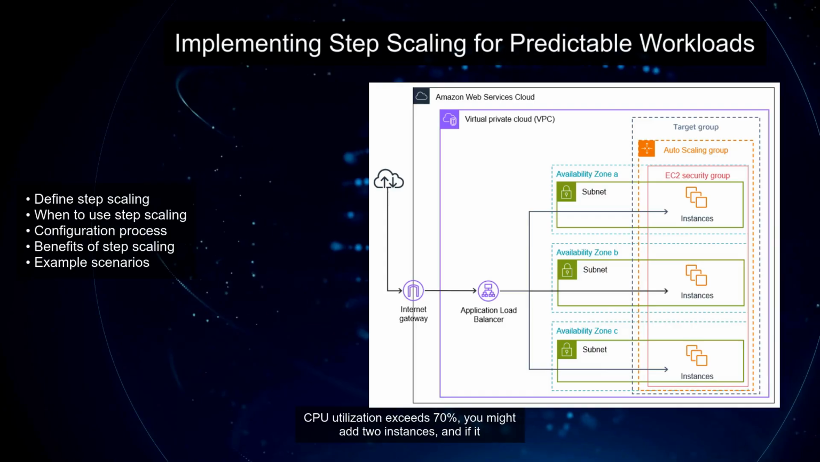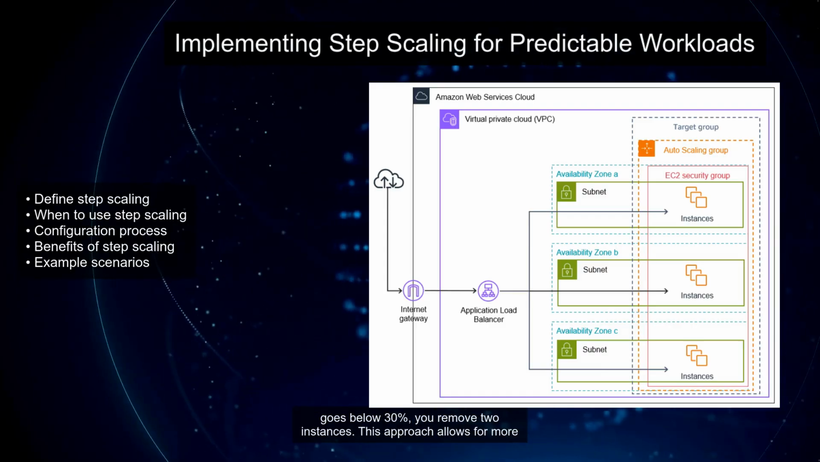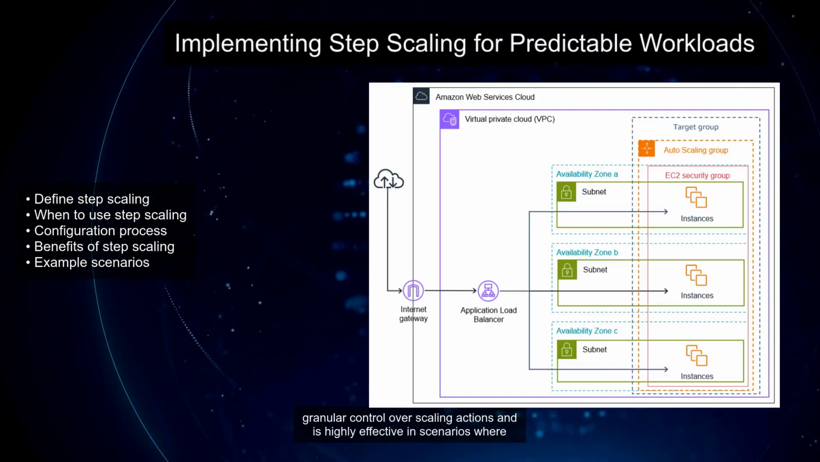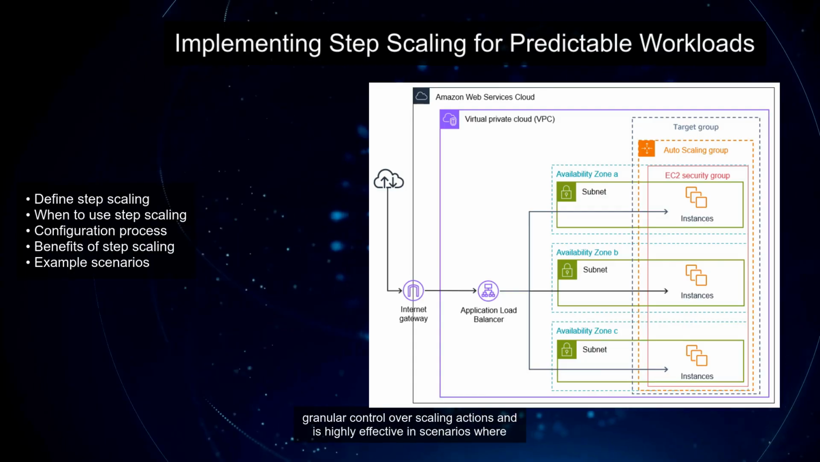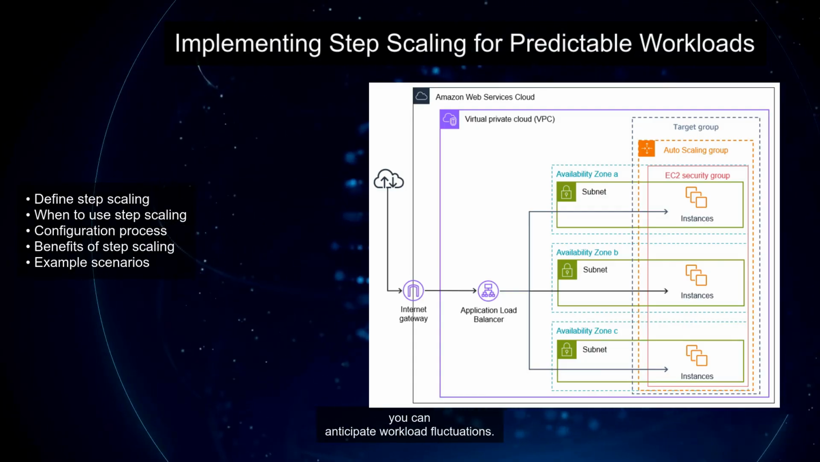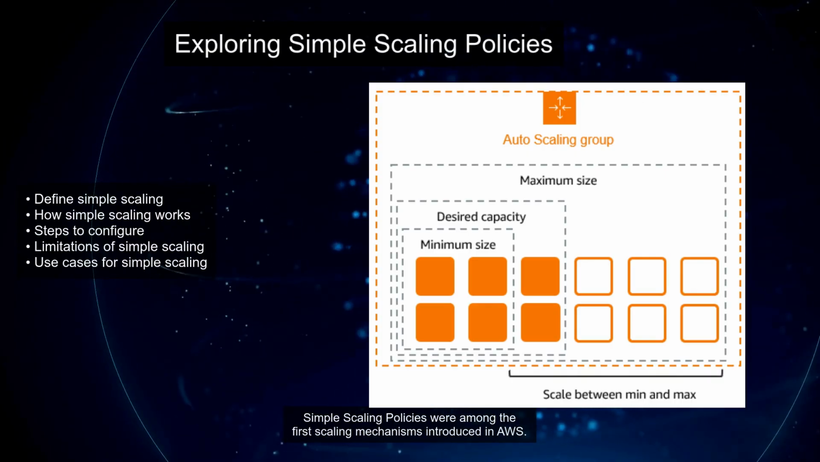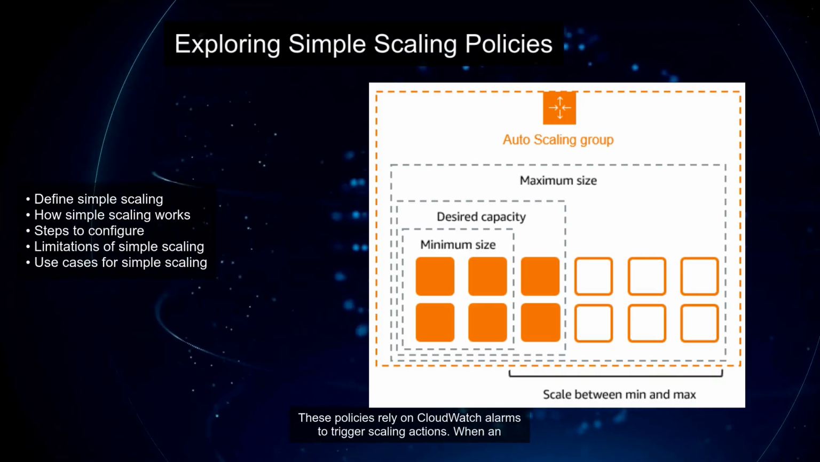To implement step scaling, you define thresholds for your metrics and assign corresponding scaling steps. For example, if CPU utilization exceeds 70%, you might add 2 instances, and if it goes below 30%, you remove 2 instances. This approach allows for more granular control over scaling actions and is highly effective in scenarios where you can anticipate workload fluctuations.